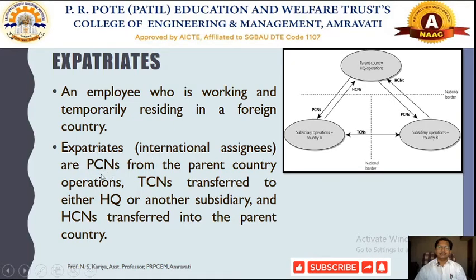They are PCNs, parent country nationals, from the parent country operation, or TCNs transferred to either headquarter or any subsidiary. Either these kinds of expatriates are assigned some particular job, or they will be transferred to the headquarter or any other subsidiary wherever it is located. And HCNs, host country nationals, have been transferred to the parent country itself.